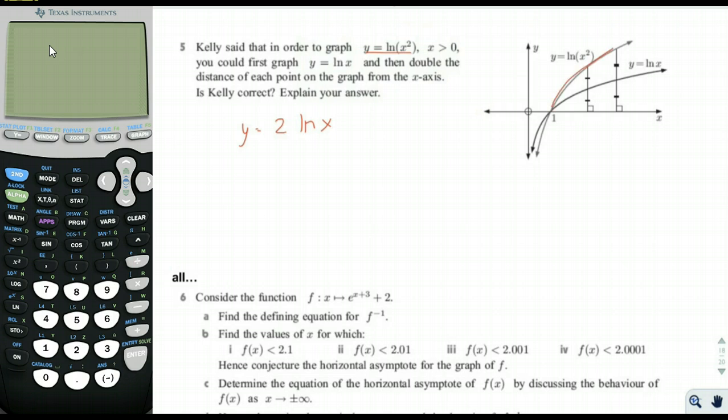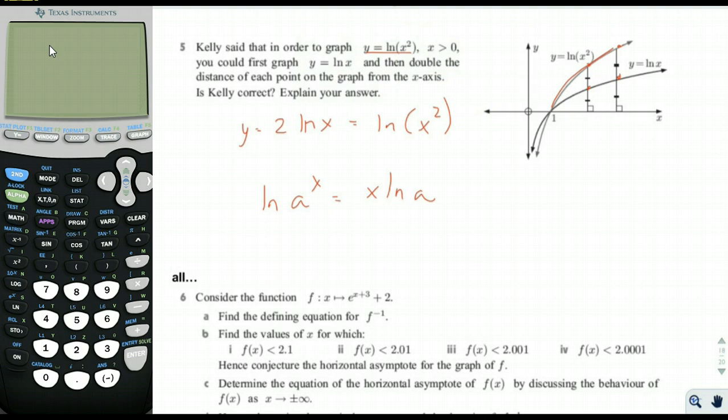So if this is 1, this will be 2. If this is 2.5, this will be 5, for example, right? So it's just going to double all the distances from the x-axis. So is it y equals 2 times the natural log of x? Are these two equal? Now remember, there's a rule of logs that if you have the natural log of a to the x, that is equal to x times the natural log of a.